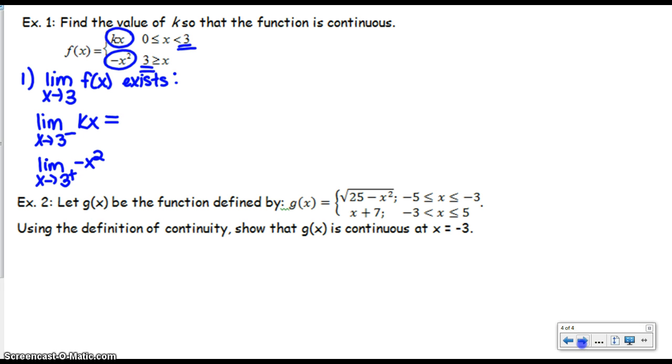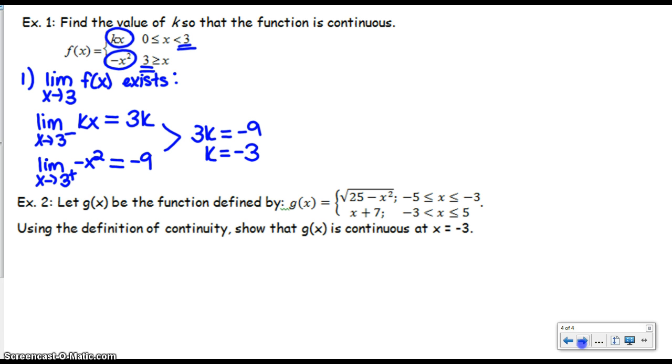So just like with any other limit, you just plug the 3 in for x, and you get 3k. For this one, if you plug in 3, you would get negative 9. So the question is, what value of k makes these two limits equal to each other? So we need 3k to equal negative 9, so k must be negative 3.